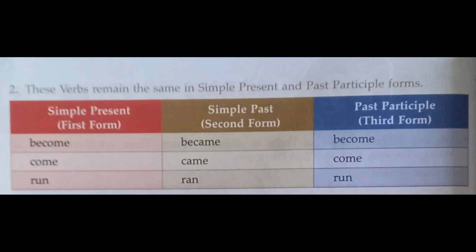Number 2. These verbs remain the same in simple present and past participle form. It means the first form and the third form of these verbs will remain the same and the second form of these verbs will change. For example, become, became, become, come, came, come, run, ran, run, etc.